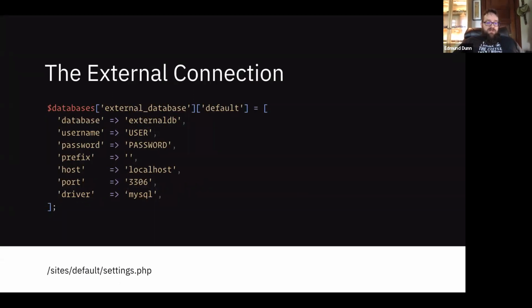Now, a note for those of you that have used Migrate or plan on using Migrate in the future: this is how you define the database connection for the database you're migrating from. The syntax is identical. So you notice the first key of external database. In this case, I made it generic. You can call it something more semantic that fits your particular project or particular client.